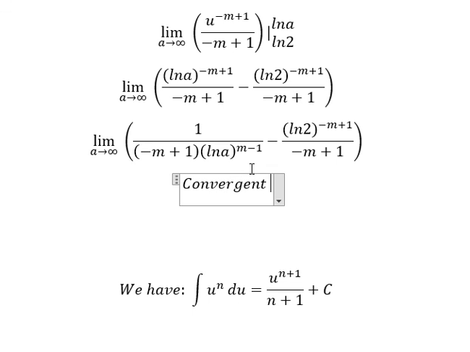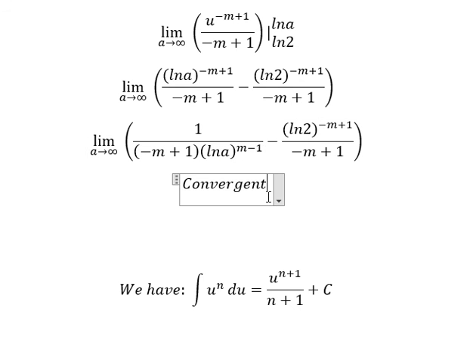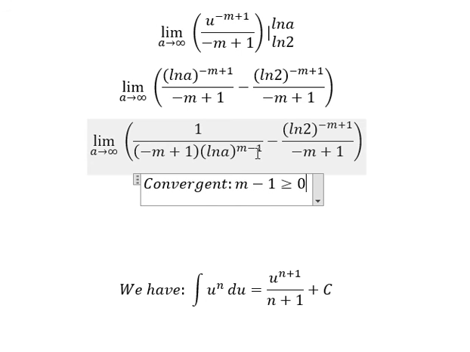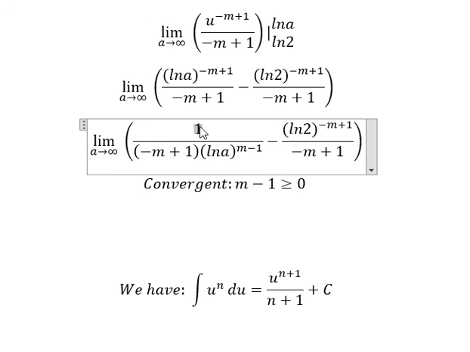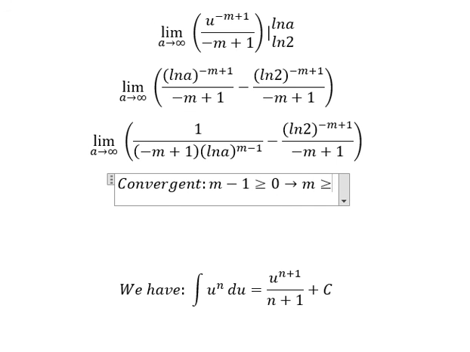So, to be convergent, we need to make sure that this one is always under the denominator. So we have m minus 1 is greater than or equal to number 0. So it cannot be negative. If this one goes negative, it will go back to the numerator and this one will be divergent. So that's why we have m minus 1 greater than or equal to 0 and m should be greater than or equal to number 1.